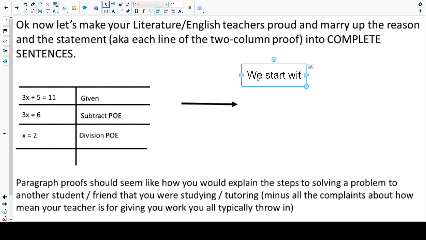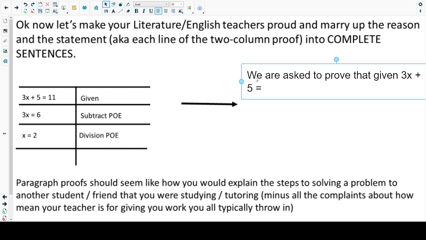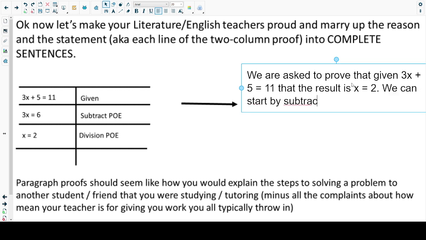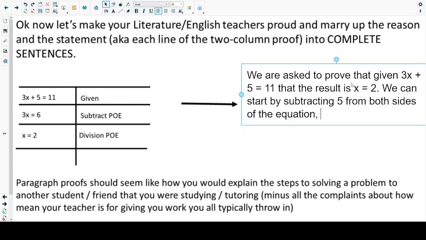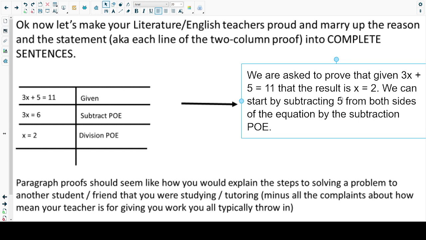We start with, we are asked to prove that, given, you can say given the equation if you want to add more words in here, given 3x plus 5 equals 11, that the result is x equals 2. I'm sorry for the odd cutoffs here, but it's just the way it's formatted. We can start by subtracting 5 from both sides of the equation by the subtraction POE. Again, what did we do? Subtract 5 from both sides.